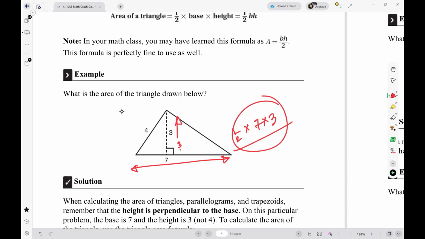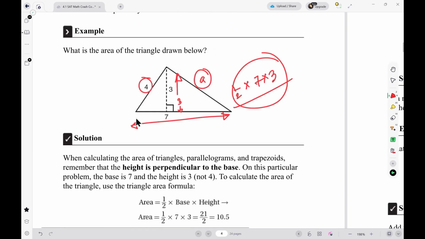This is very important because don't mess up with the height. Don't consider this side as the height. For example, this is A, the length of this side. Don't consider it as the height. So this is quite simple.